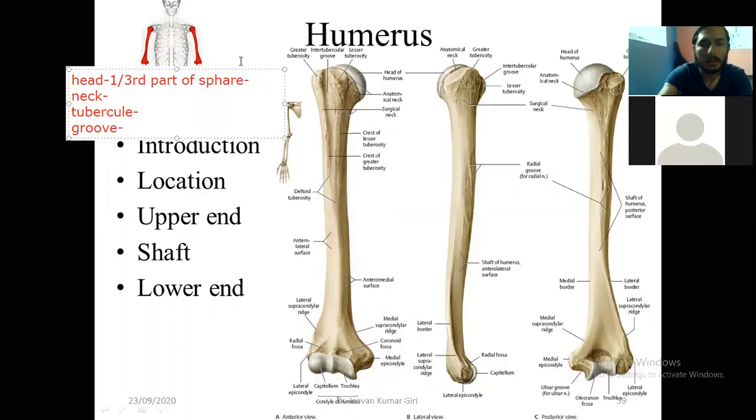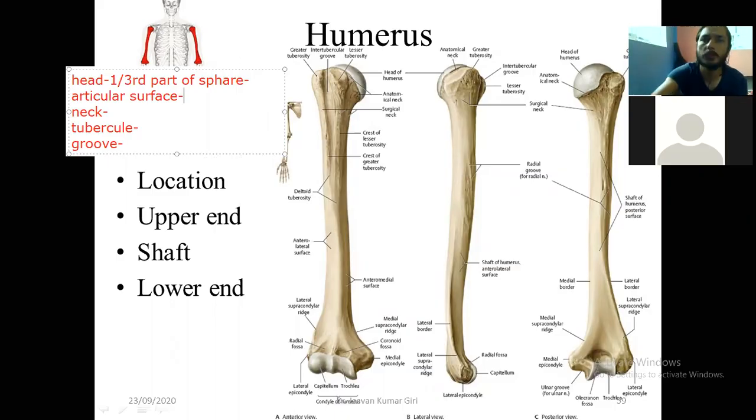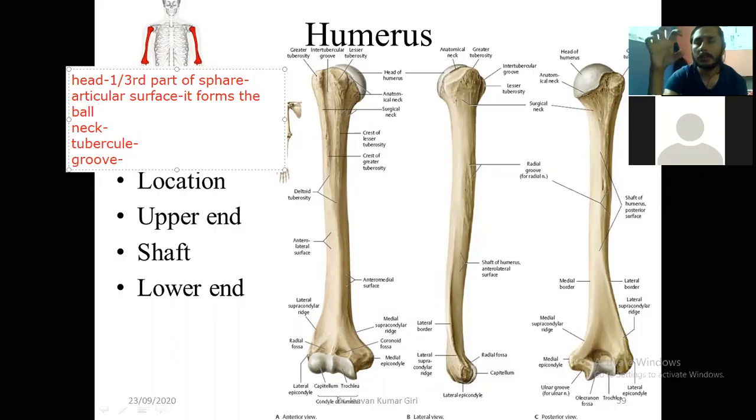So now see, it is the articular surface. Articular means it helps in the formation of a joint. So it forms the ball. Now the joint is formed by this head of the humerus and the socket, the glenoid cavity of the scapula. So that is the glenohumeral joint. The head of humerus forms the ball, and the glenoid cavity forms the socket. So the type of joint is the ball and socket joint.